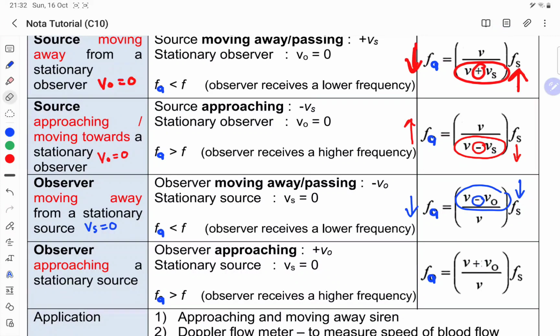Okay, so the next situation is the observer approaching a stationary source. So for a stationary source, again, Vs is equal to 0. So no Vs in the equation. And then the apparent frequency should be increasing because the observer is approaching the stationary source. So for FA to be increasing, the numerator should have the positive sign to make it increasing as well.